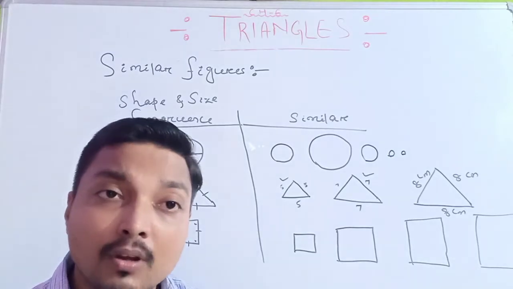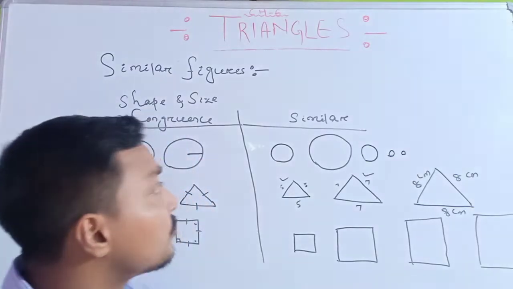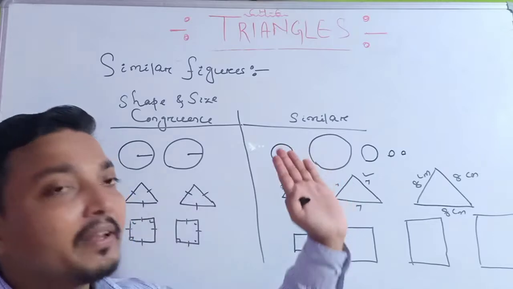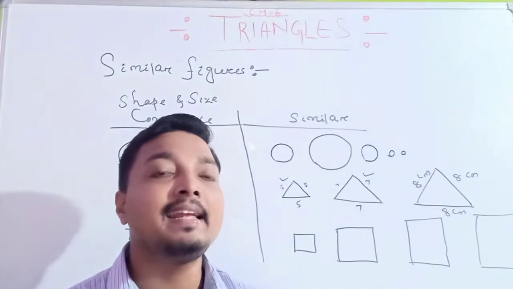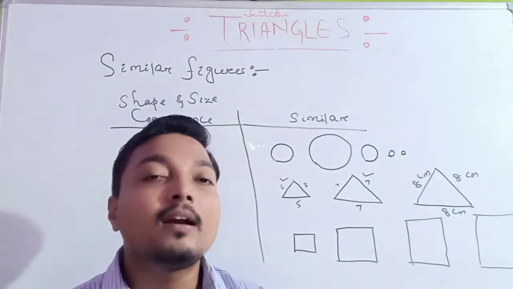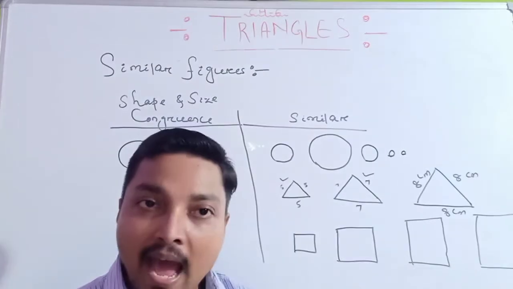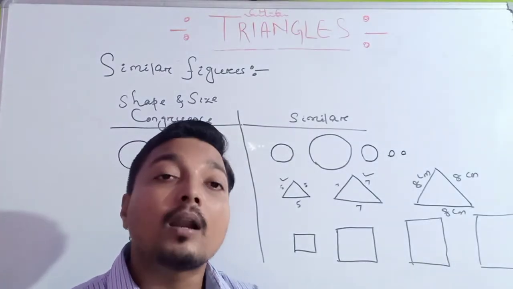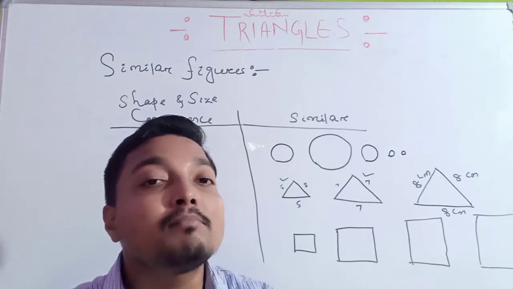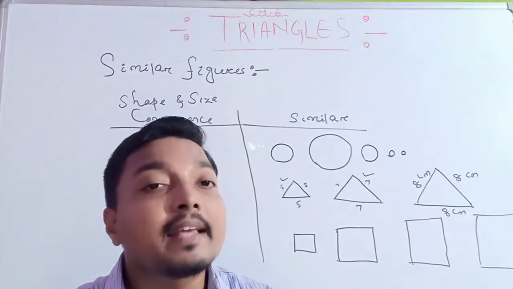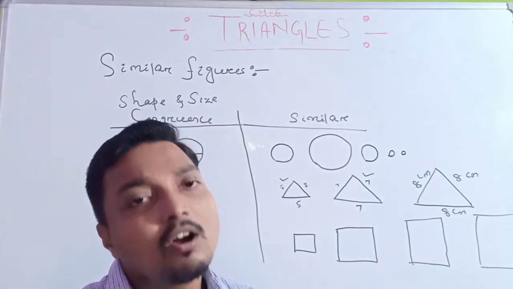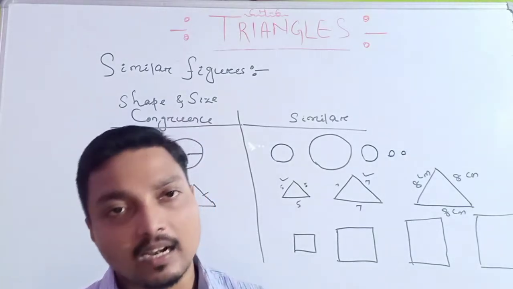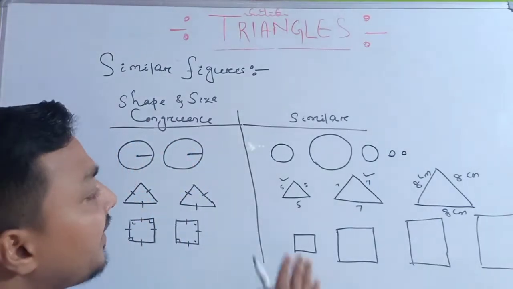Understood or not understood? Perfectly understood? So remember the definition of similarity: two or more figures are called similar whenever the figures have the same shape but not necessarily the same size. Maybe the same size, or maybe not the same size. Clear?